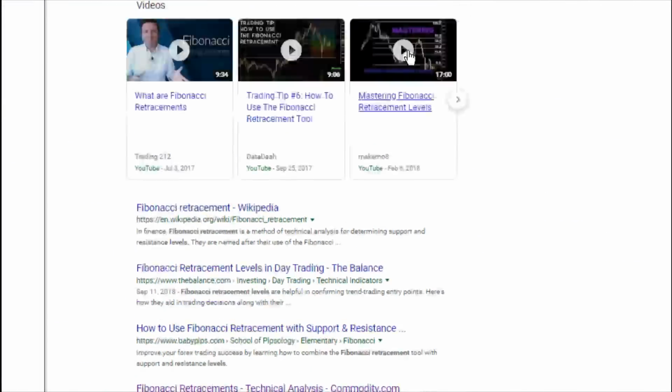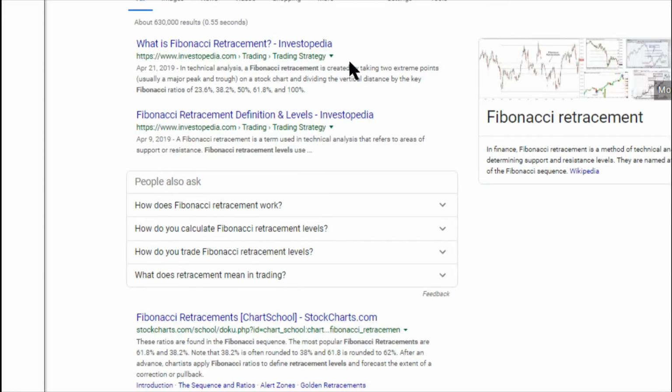What are Fibonacci numbers? Okay, so here they are, or retracement, not numbers. Retracement levels. I think it's 23.6, 38 point something, and then I'm not finding them. I just Googled them here. Okay, here they are: 23.6, 38.2, 50%, 61.8, and 100%.